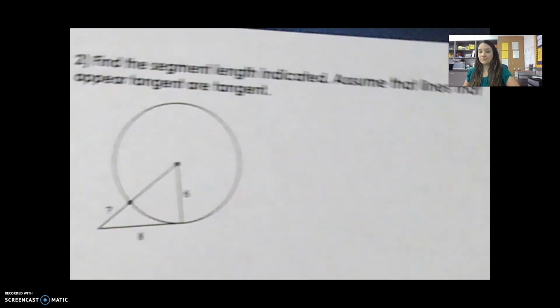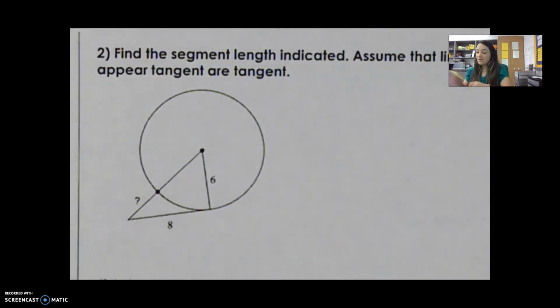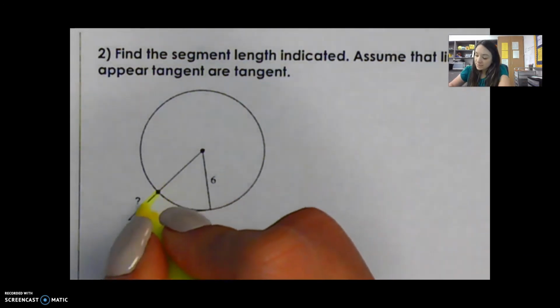All right. Next example. Let's see, find the segment indicated. The piece that they want right here is the short piece.